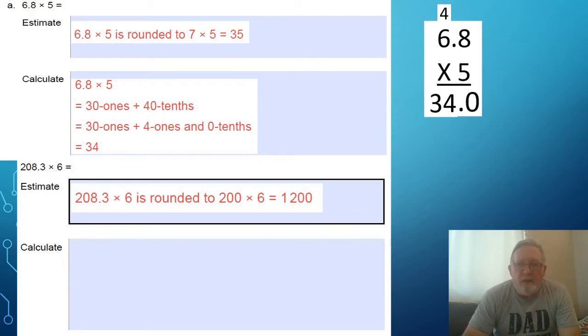I would like you now to calculate 208 and 3/10 by 6. You can either do it as a partition method where you're working with place values, or you can set out the algorithm as I've done over here. Pause the video now and have a go at that one for yourself.